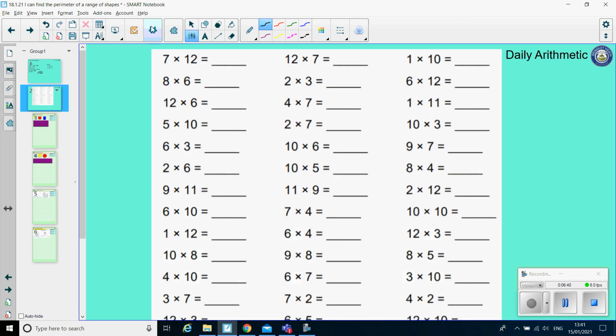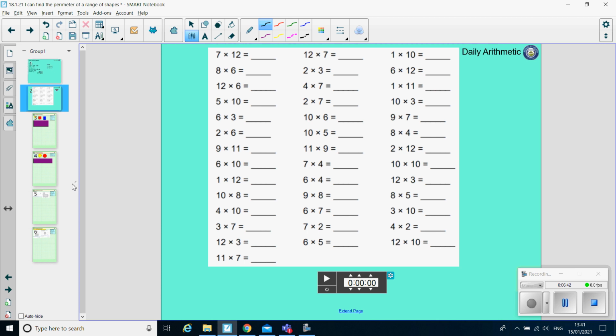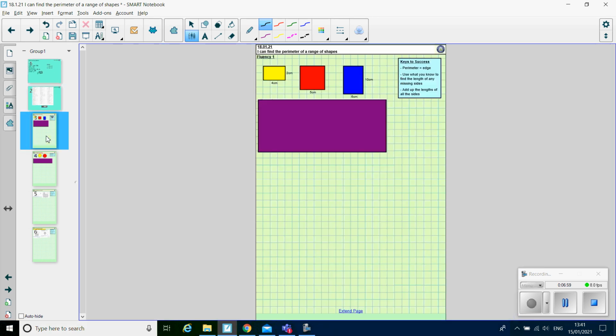Next we are going on to our times table practice. So as we did the last couple of weeks, give yourself 1 minute, time yourself and have a go at these times tables. Okay, year 6, hopefully you've got on all right with those.